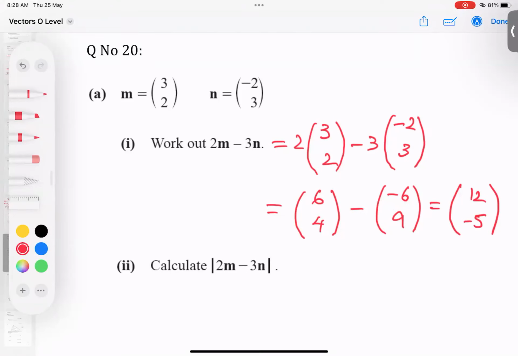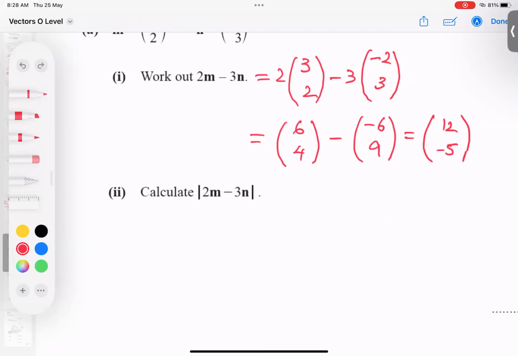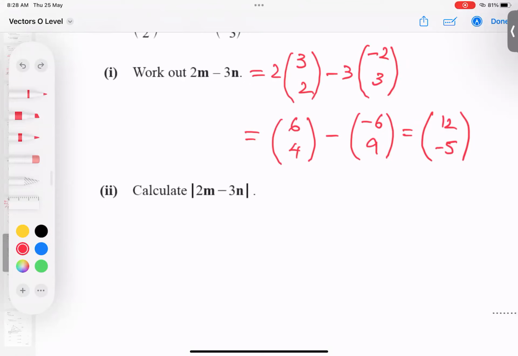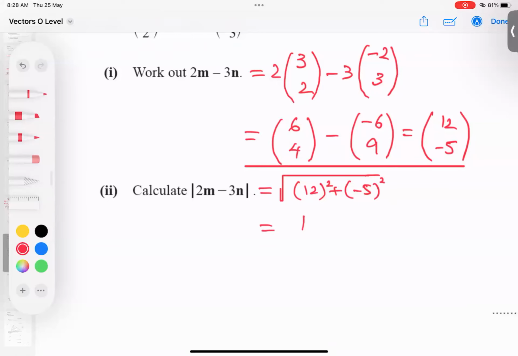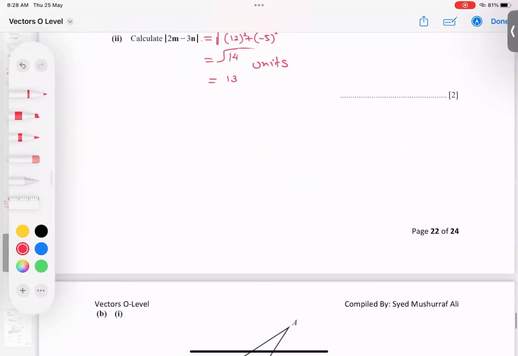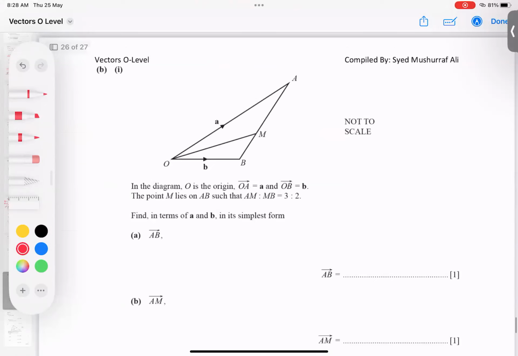So this is done. Now he's saying same vector, but find the modulus. What is the method of finding the modulus, students? So really easy, a square root of the square of 12 and the square of minus 5. 144 plus 25 gives 169, and take the root, it gives you 13 units. So I hope the point is very clear. Let's go for part number B.